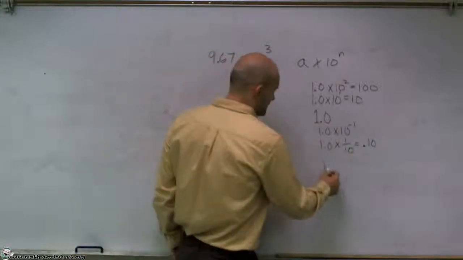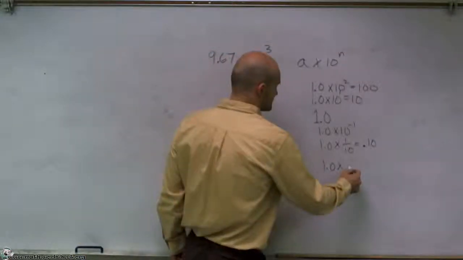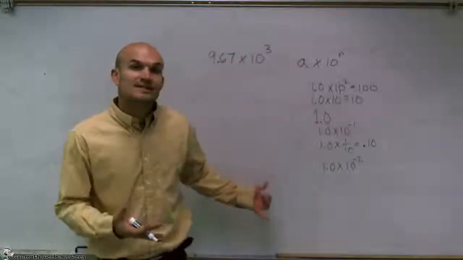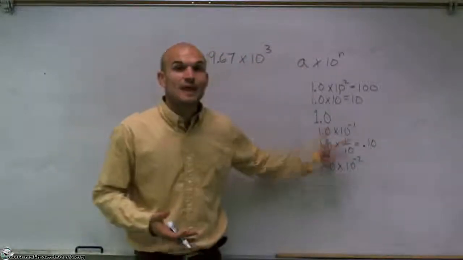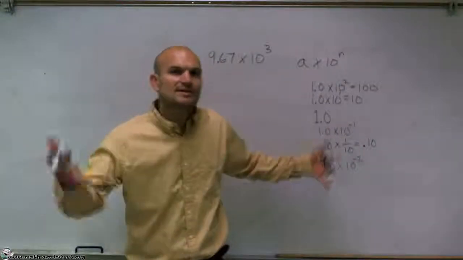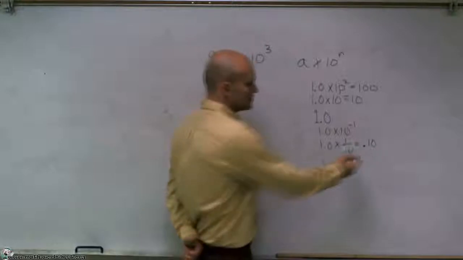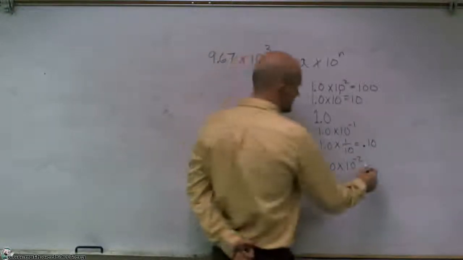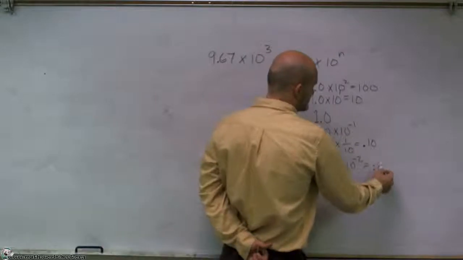And very similar, if I was going to take 1.0 times 10 to the negative second power, I'm going to be doing the exact same thing. I'm now going to multiply by 1 over 100, or the same thing as just dividing by 100, which is going to move my decimal point not over one spot, but now over 2 spots. So therefore, my answer now is going to be 0.01.